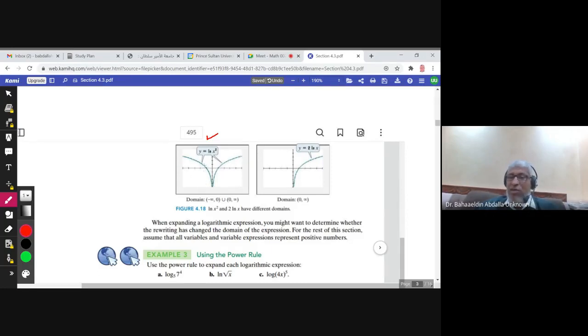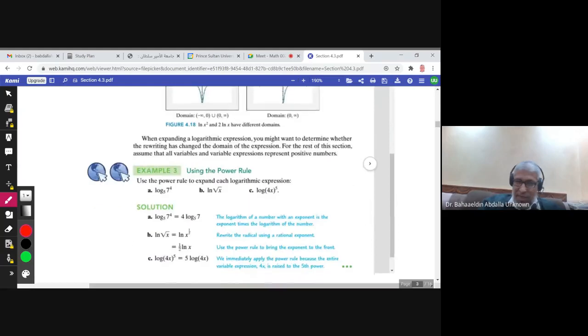Of course, this is not a one-to-one function. While ln x, this is the graph of 2 ln x. It is similar to the graph of ln x, but there is a vertical stretching of 2. So the domain here is 0 to infinity. And therefore you must know the difference between these two functions, ln x and ln x squared.